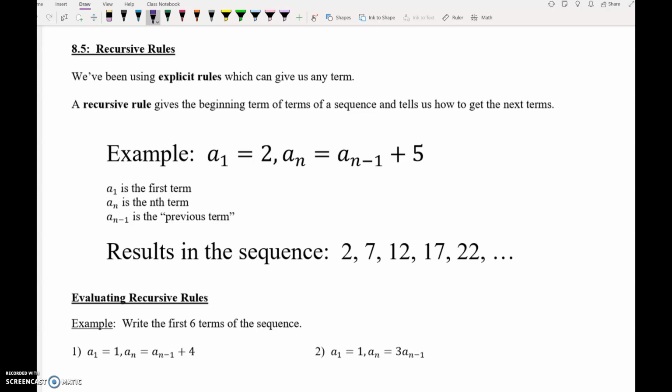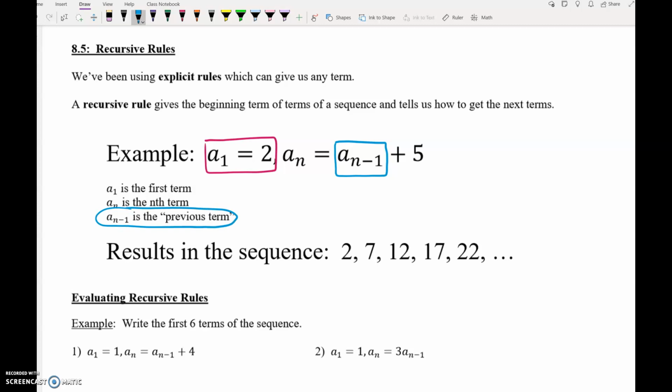A recursive rule gives the beginning term or terms of a sequence and then tells us how to get the next term. So in this example, they're saying the first term is 2. So you're going to start with the first term, and then you're going to use this rule to get the next term. And then from that term, you can get to the next term. So you have to have the previous term in order to get to the next term. There's a new symbol that we're going to be using. It's this symbol right here. A sub n minus 1. This symbol means the previous term.